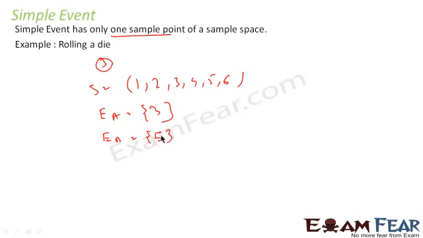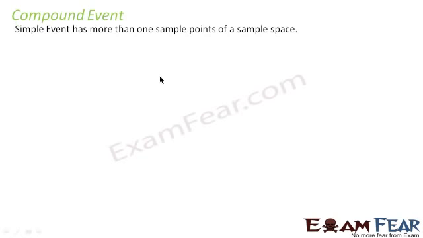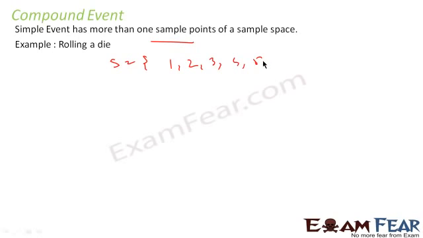The simple event will have only one element. A compound event will have more than one sample point. For example, when I say rolling a die, the sample space, as we all know, is 1, 2, 3, 4, 5, 6. And now I say event A is all odd numbers. This event will have 1, 3, 5. You see, there are multiple sample points. So this is a compound event.